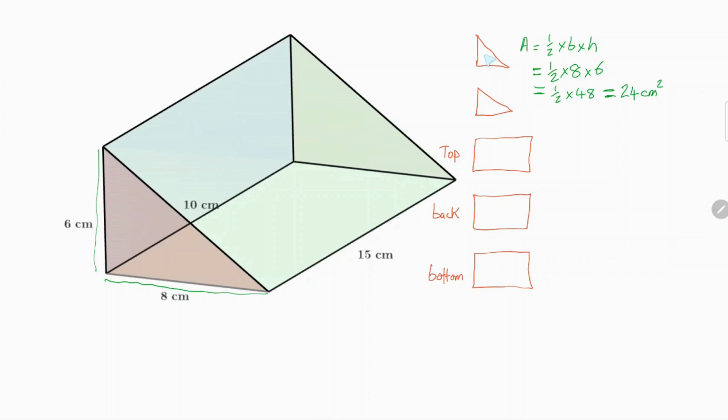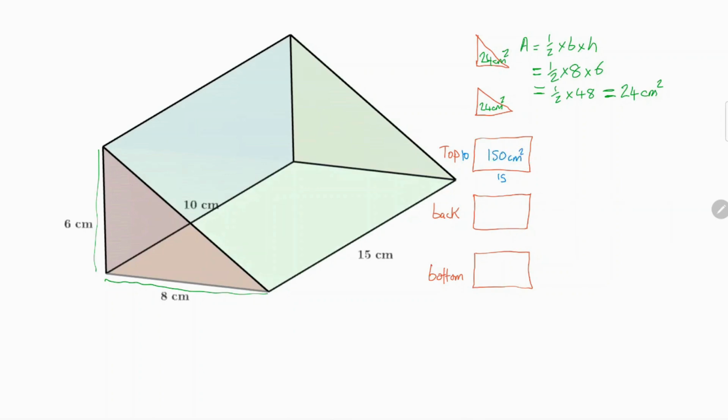Now, if this triangle is 24 centimeters squared, this triangle is also going to be 24 centimeters squared because the bases are the same. So now let's look at the top rectangle. So it's 10 by 15. Let's change the color here. So 10 by 15. So 10 times 15 is 150 centimeters squared.